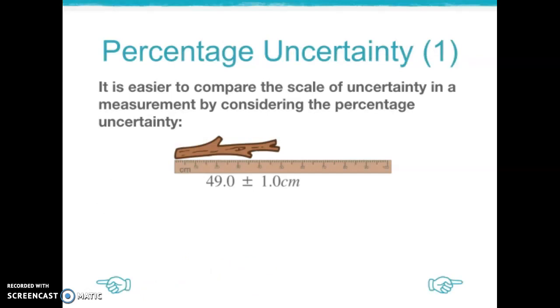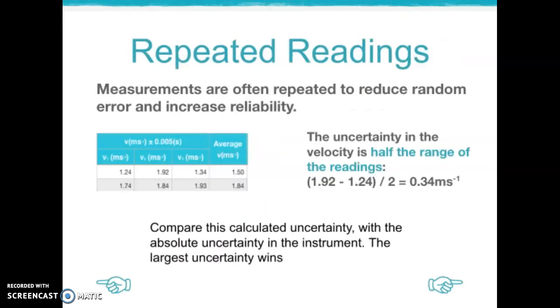Just test that this has made sense to you. If the measurement on this ruler is 49.0 plus or minus 1 centimeter, quickly work out the percentage uncertainty and check your answer. Stop the video now. Hopefully you got the same answer, 1 divided by 49 times 100, which gives you 2%. Okay, so that was easy. Let's throw something else at you.